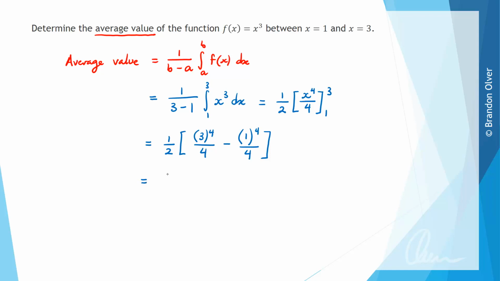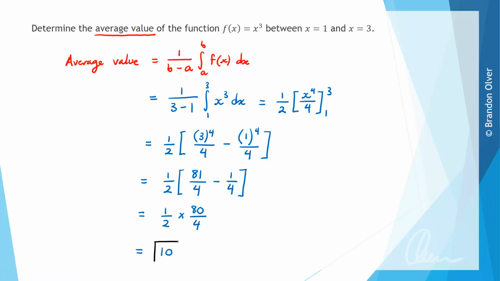So that's going to equal 1/2. And then this is going to multiply 3 to the power of 4, which is 3, 9, 27, and finally 81, divided by 4. And then we're going to subtract 1 over 4. And that is equal to 1/2 multiplied by, and 81 minus 1 over 4 is 80 over 4. And that will give 80 over 8, which is equal to 10.